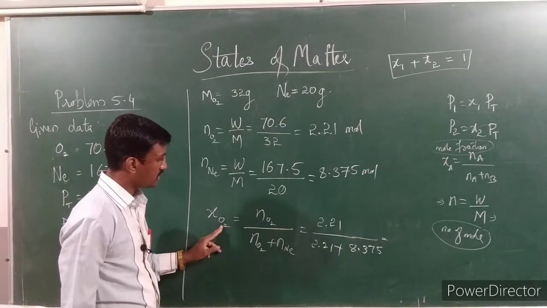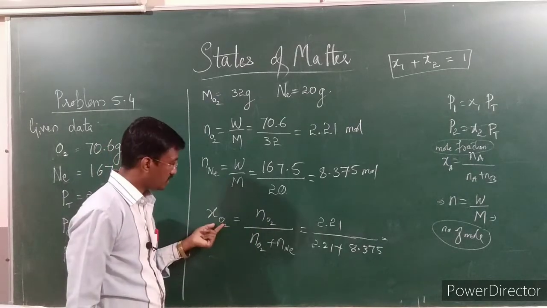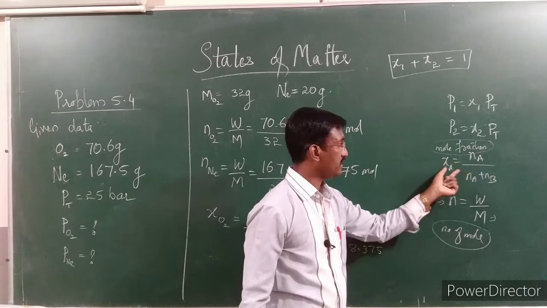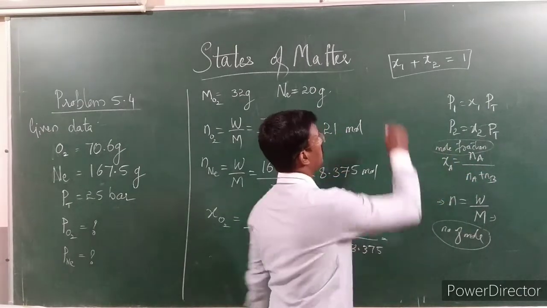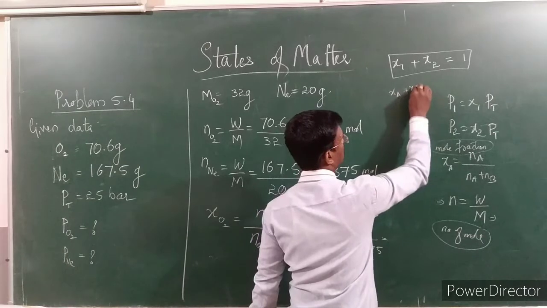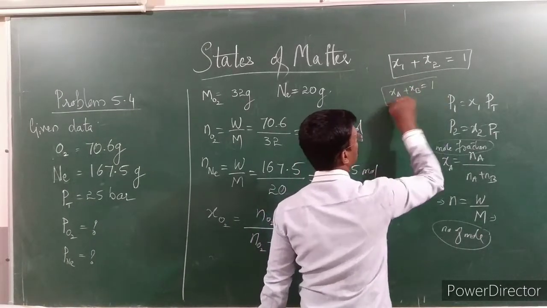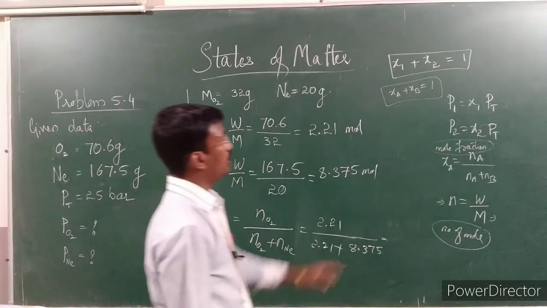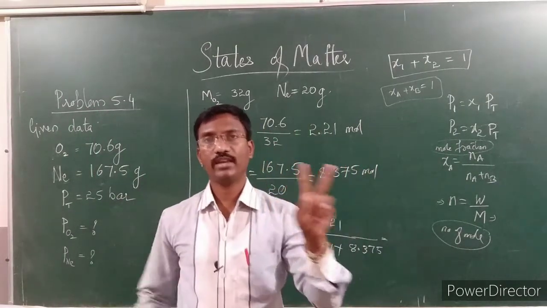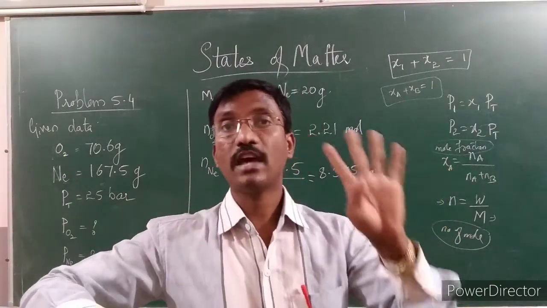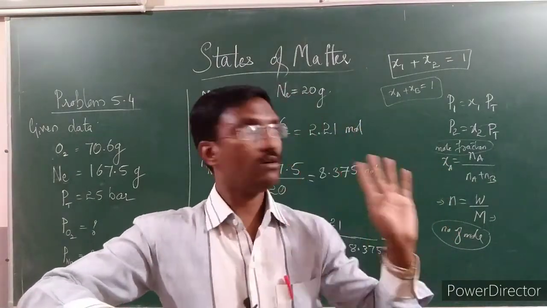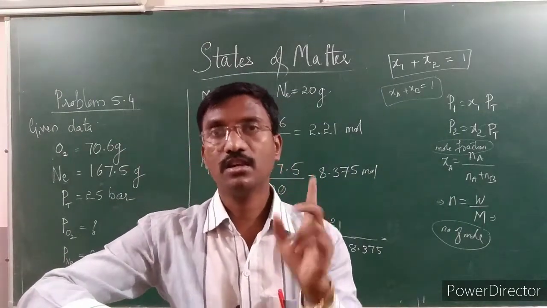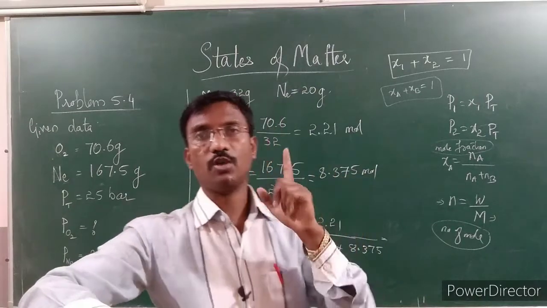Suppose it is XA, that is Na upon Na plus Nb, and XA plus XB, if two compounds are there, together its value is always equal to unity. Unity means 1. So x1 plus x2 is equal to 1 if it has 2 gases. If it has 4 gases, the sum of all the mole fractions of the 4 gases is always equal to 1 only. For a mixture of gases, the mole fractions of that mixture always add up to 1.